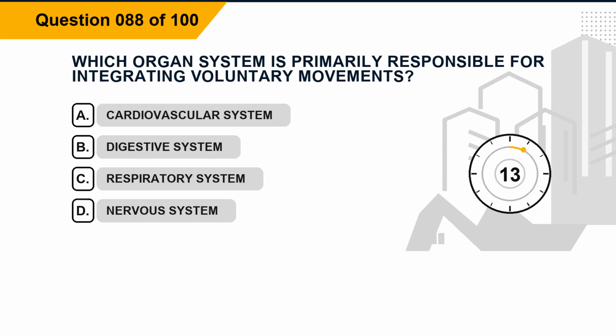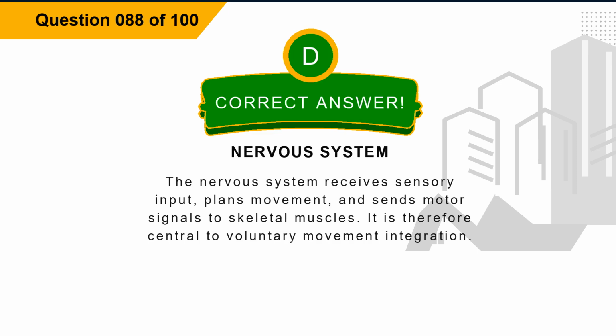Question 88. Which organ system is primarily responsible for integrating voluntary movements? Option A, cardiovascular system. Option B, digestive system. Option C, respiratory system. Option D, nervous system. The correct answer is option D, nervous system. Explanation. The nervous system receives sensory input, plans movement, and sends motor signals to skeletal muscles. It is therefore central to voluntary movement integration.